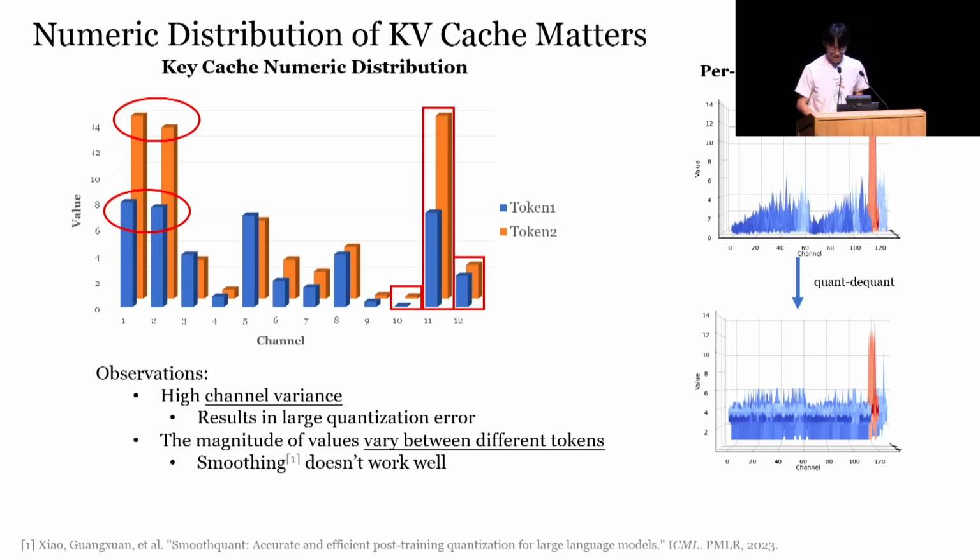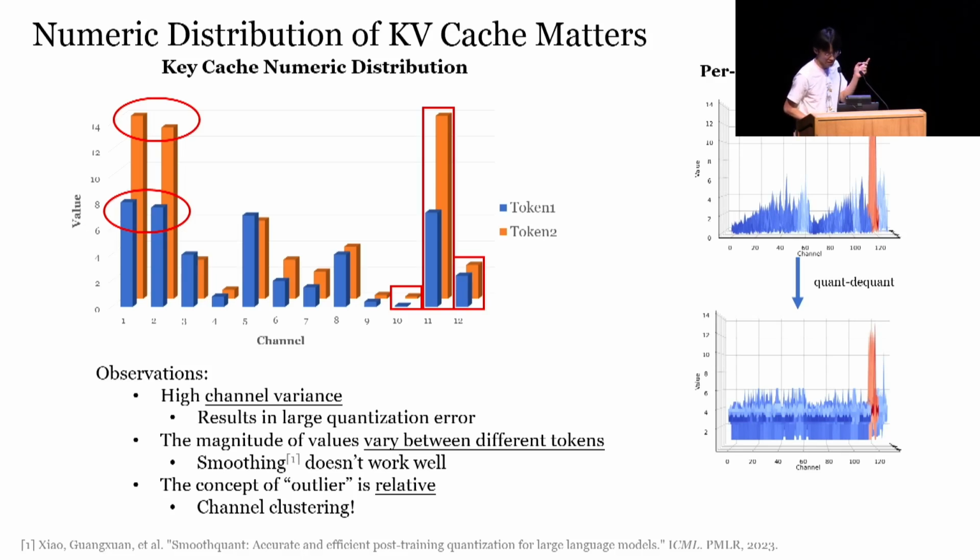Third, we know that the concept of outlier in previous studies is relative. Channel 1 is an outlier channel with respect to channel 8. However, channel 8 is also an outlier channel with respect to channel 9. So we propose a better solution to this outlier problem, and it's called channel clustering.